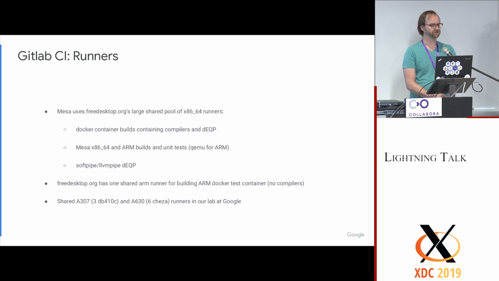As I mentioned, freedesktop.org has one large shared ARM runner that we can use for big builds if you need to do a big build on ARM that's not suitable for cross-building. Trying to do Docker image builds under QEMU was awful. Don't recommend. Finally, I have a few runners of my own that are sitting on a desk in our office at Google on our lab network. 3 Adreno 307s and 6 A630s that I maintain. By maintain, I mean I don't turn the power off. I haven't really had to do much with them.